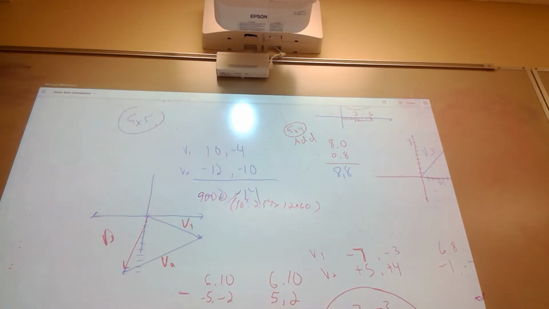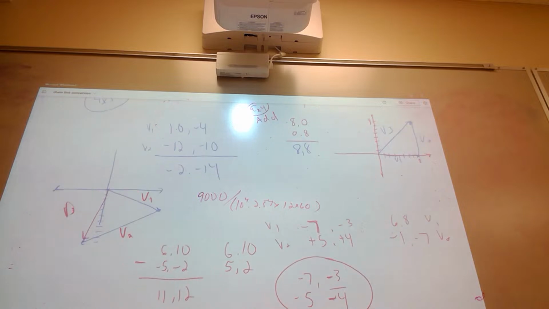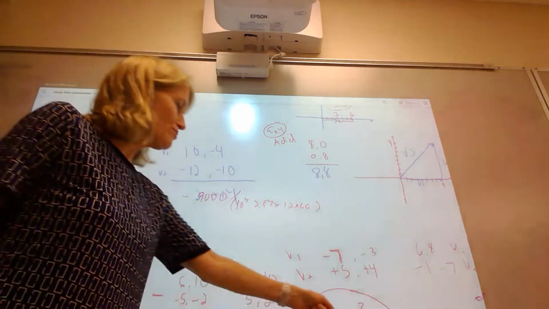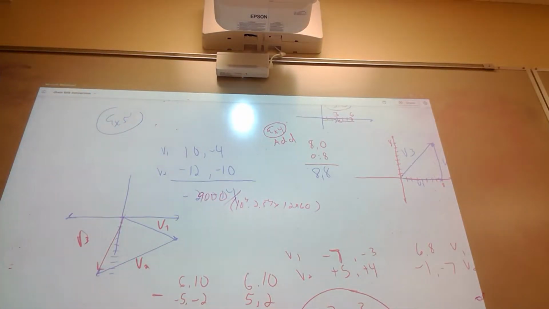Now, I just demonstrate here. Let's just skip that for now and have you do another one. Let's have you add -7, -3 and -5, -4. So the first vector you're going to draw is -7, -3. That goes into the third quadrant.